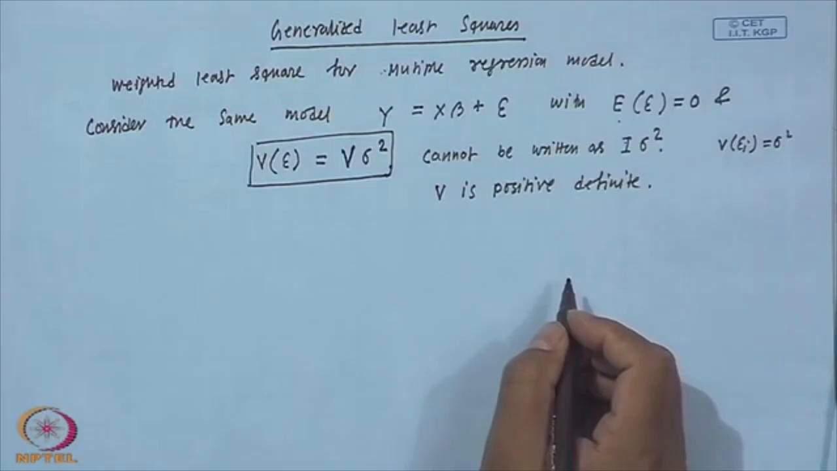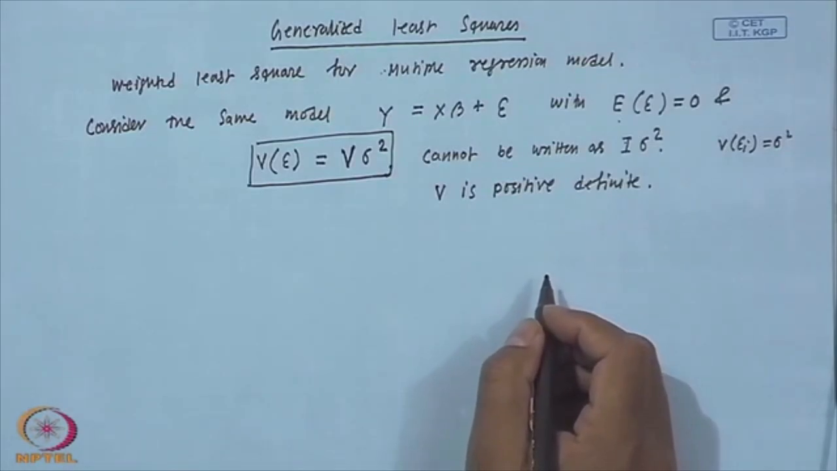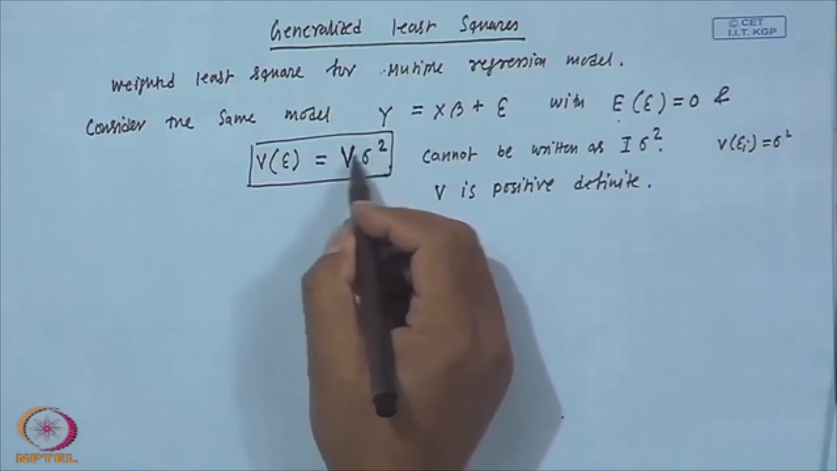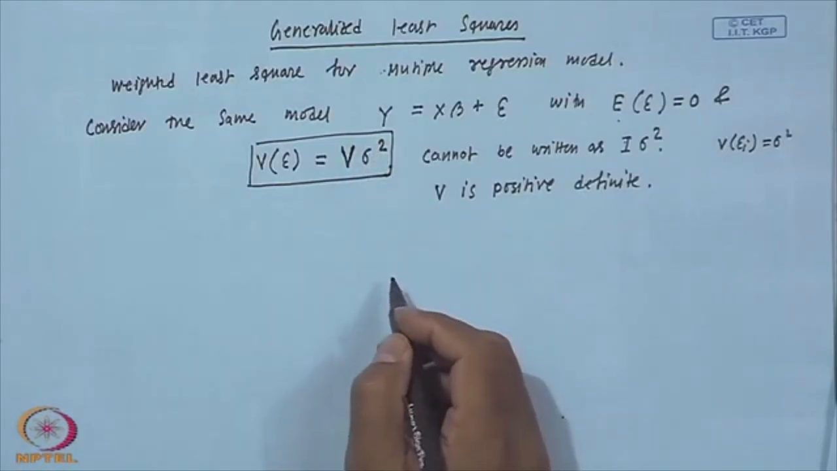Okay, so now we are trying to fit a multiple linear regression model y equal to X beta plus epsilon, where expectation of epsilon is equal to 0 but the constant variance assumption is not true. Here the variance of epsilon is equal to V into sigma square, that means there exists inequality in variances, and also the epsilon i's are not necessarily uncorrelated, they are correlated here. That is why V is a positive definite matrix, and it involves some non-zero off-diagonal terms.